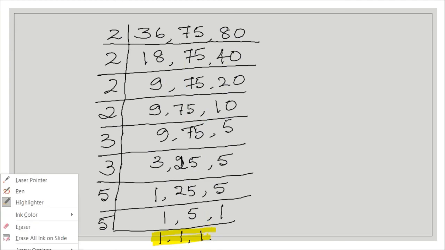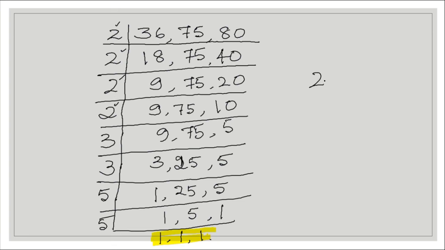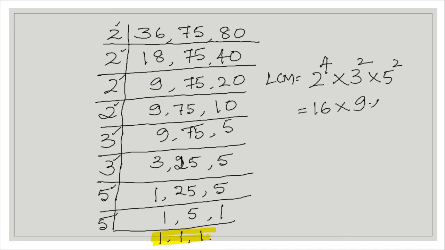Now you just observe, 2 is multiplied how many times? This is 1 time, 2 times, 3 times, 4 times. So 2 raised to the power 4, multiplied by 3, which is repeated how many times? 2 times. So 3 square multiplied by 5 square. This will be the least common multiple. So the least common multiple is 16 multiplied by 9 multiplied by 25. We get it as 3600.